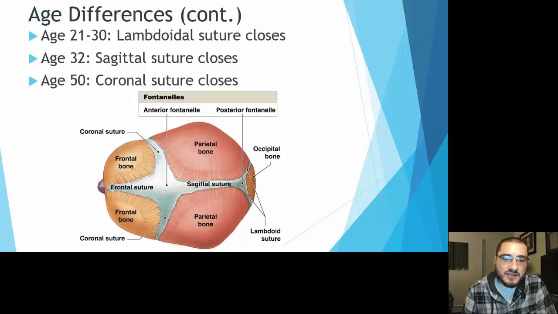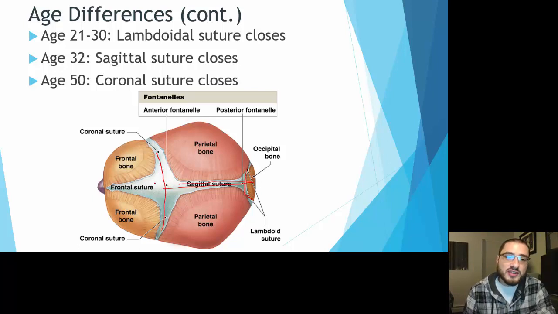So we have this suture here. Okay, this suture here is cartilaginous, and it slowly is going to start to harden up until 32. All right, so once you're around 32 years old, that has completely closed. These bones have fused together. You see that between 21 and 31, this is closing up or fusing together. And it's not until 50 that we see this one close together.